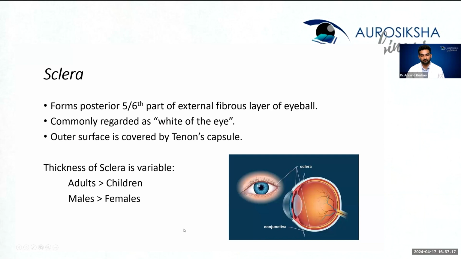So coming to the sclera, it forms the posterior 5/6 part of the external fibrous layer. It is commonly referred to as the white of the eye. The white structure you see is the sclera. The outer surface is covered by a thin fibrous capsule called the Tenon's capsule. The thickness of the sclera is variable. In adults, it's much thicker than in children. In males, it's much thicker than in females.